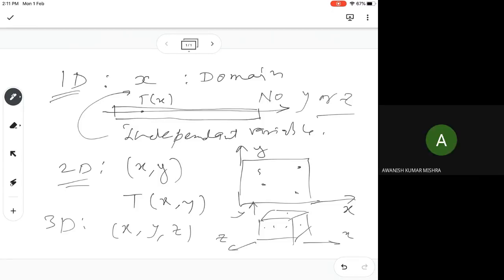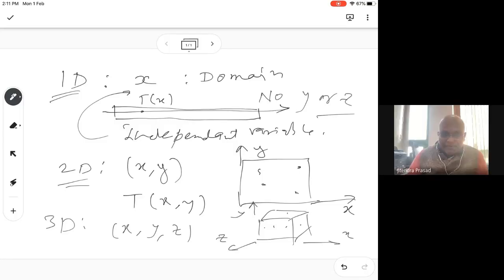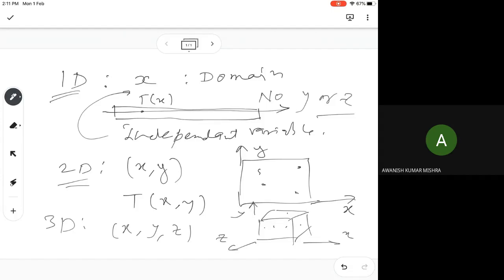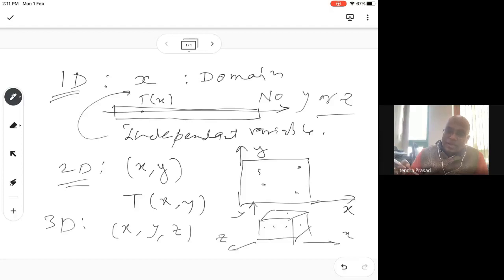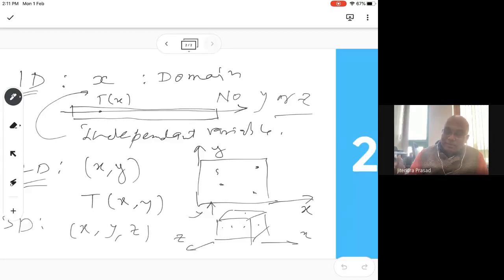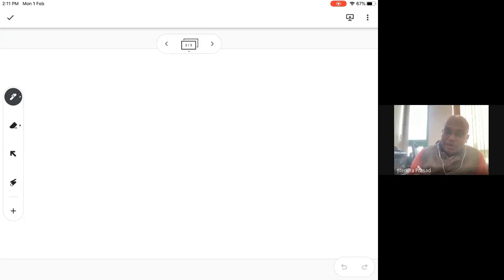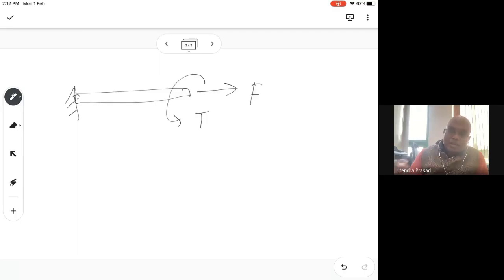Yes, sir. But suppose that for one bar we are applying the axial load and twisting, both we are applying. So is that condition 2D or 1D? Okay, let's see that example. Let's say you have a bar like this, and you are fixing it like this. You are applying a load here, then you are twisting as well. T is, let us say, the torque you are applying. Now, if you take the problem separately, that becomes 1D. So it's a 1D problem only.